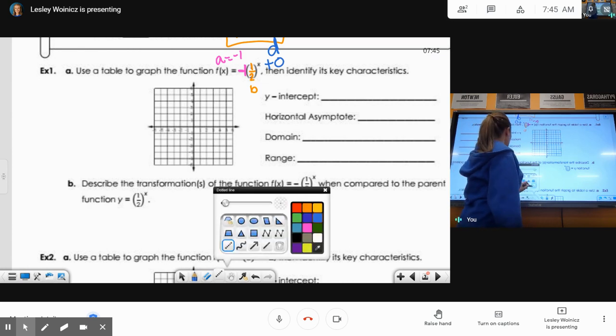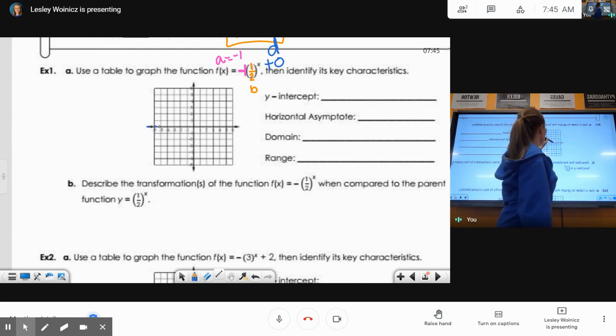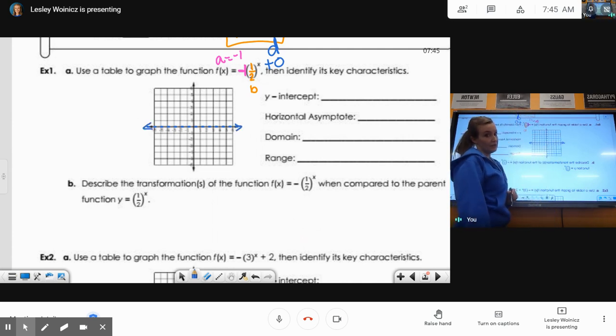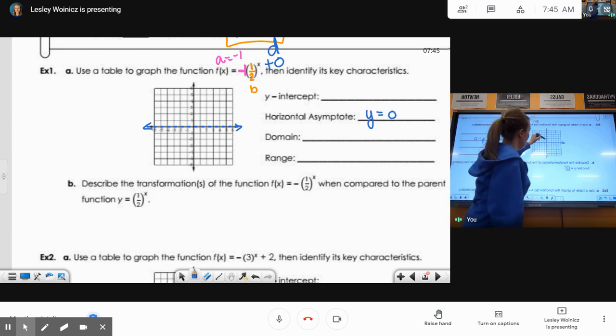So there is no shift. So we know that the horizontal asymptote for this function is still on the x-axis. It has not shifted up or down at all. So even though we're going to have a reflection because our a is -1, our horizontal asymptote is not shifting. It's still at y equals 0. That's right in between 1 and -1.